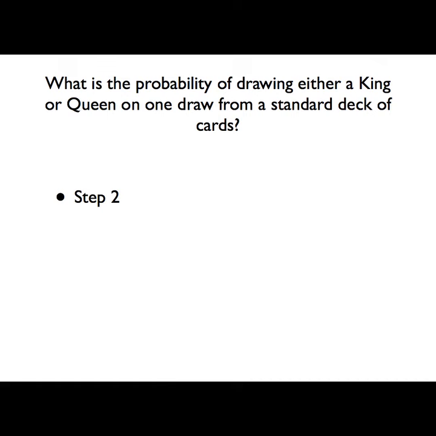Now, after we figure out that it's a disjunction, we've got another step that we have to take, and that is to ask whether this disjunction is compatible or incompatible. Remember that a compatible disjunction is one in which both events can occur. If it's incompatible, that means if one occurs, the other cannot occur. So, are they compatible or incompatible?